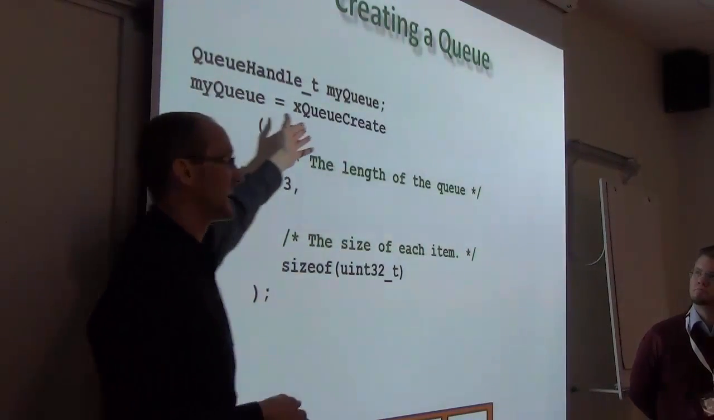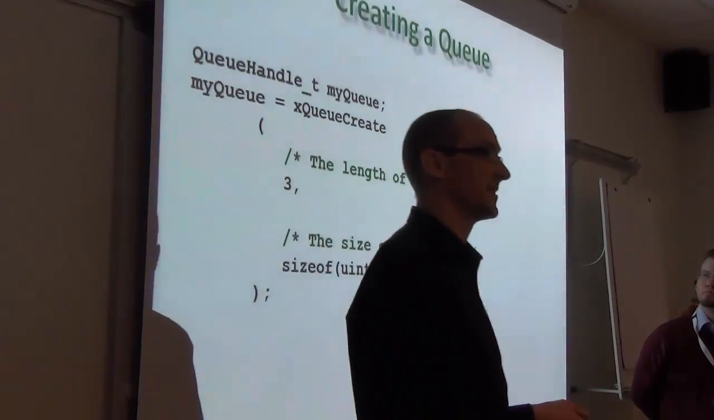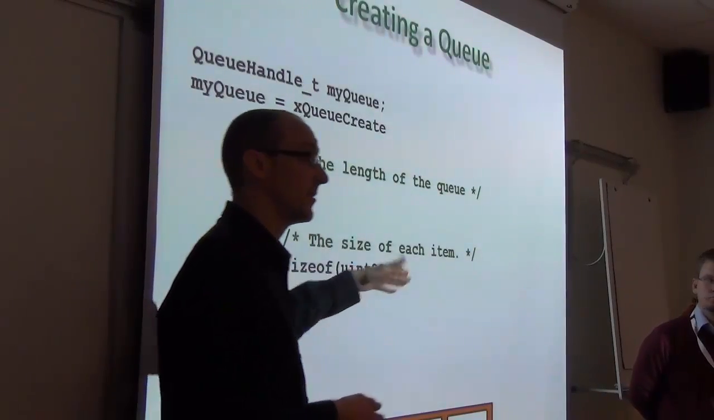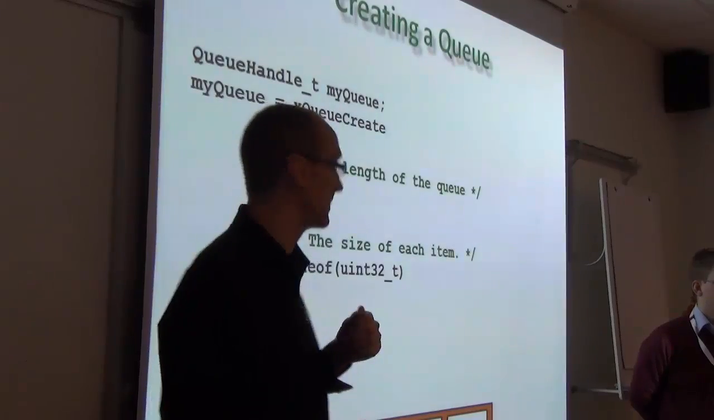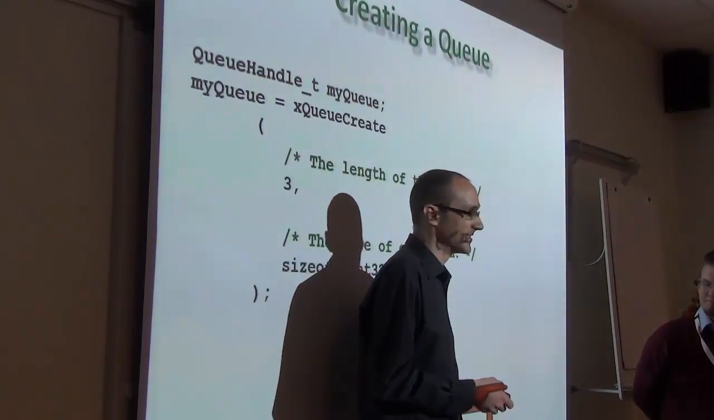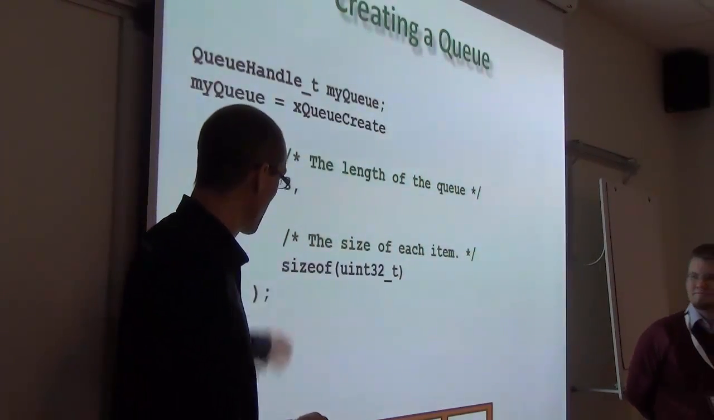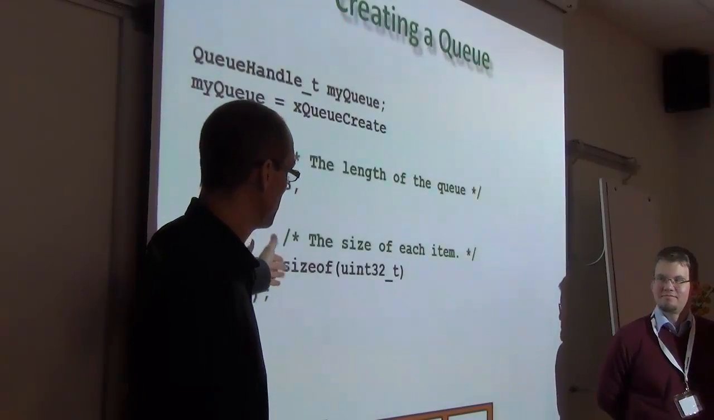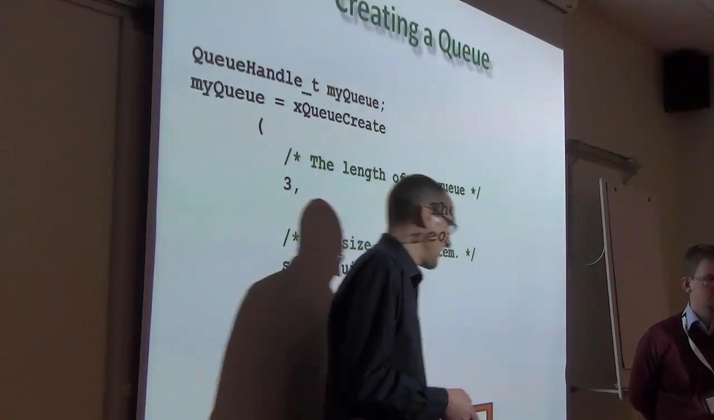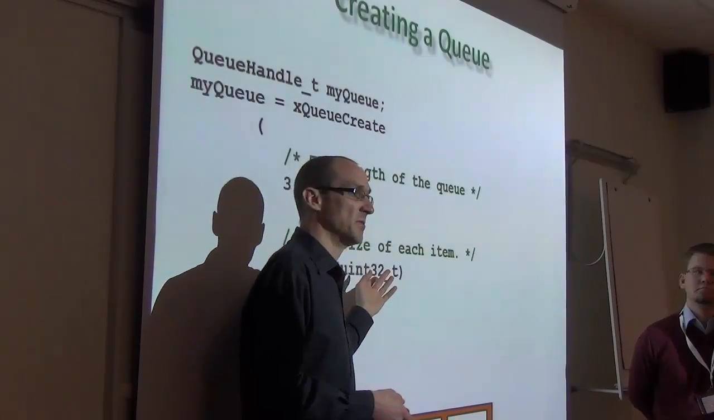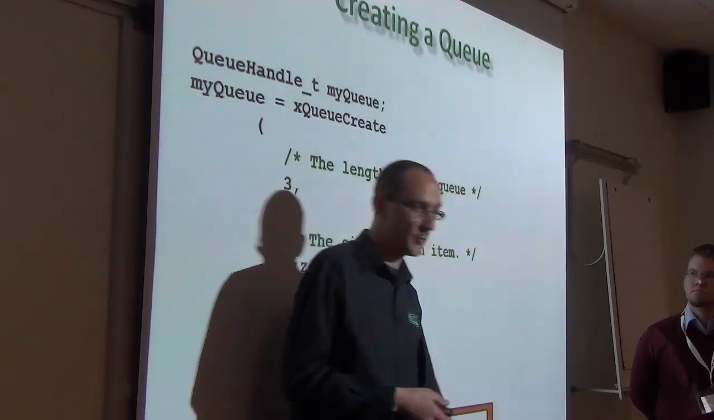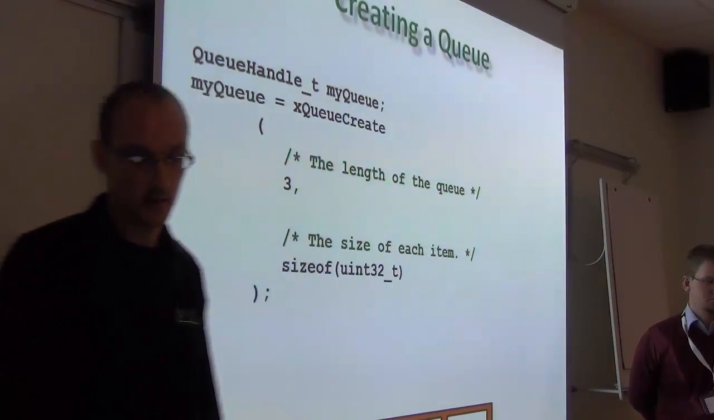So creating a queue, you'll be glad to know, has got a lot less parameters than creating a task. Only two, in fact. The first parameter is the length of the queue. How many items do you want to store in the queue? And this is my very, very crude diagram of a queue. You can see I'm not a graphics designer. And then the second parameter is the amount of data, or the length of each item in bytes of the queue. And in this example, we're just going to be storing a 32-bit variable, that's all. So each one of these buckets here will be 4 bytes long to hold a 32-bit variable.